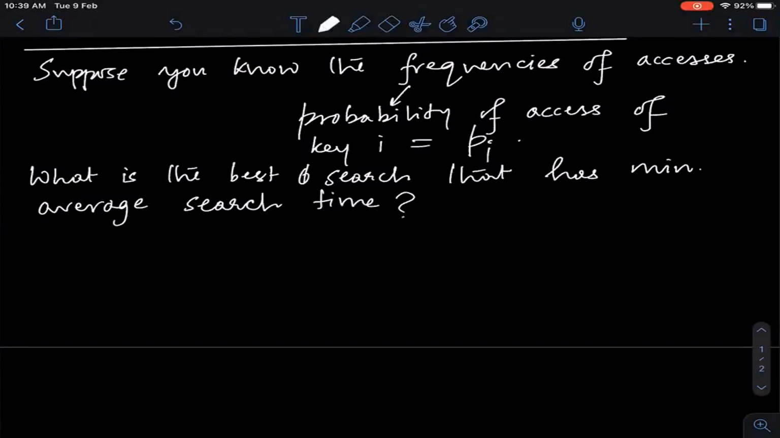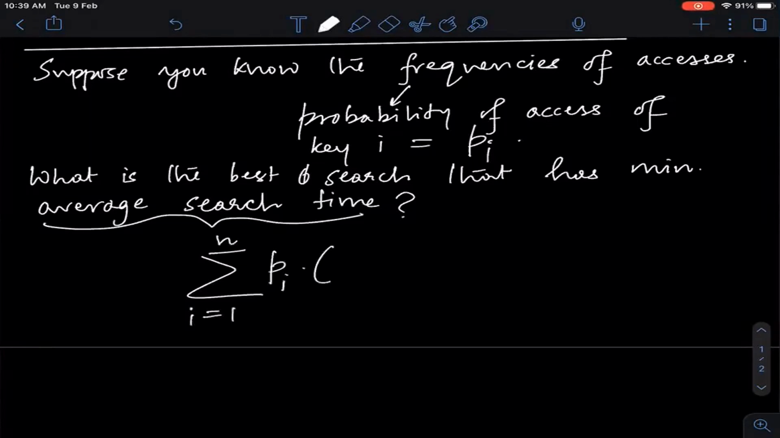So what is the average search time? Well, it is summation over i equals 1 to n of Pi times the search time of i. So if a particular key is, let's say, at height 10 in your tree, and the probability is 0.2, then its contribution to the average access time is 0.2 times 10. You add up all these values.